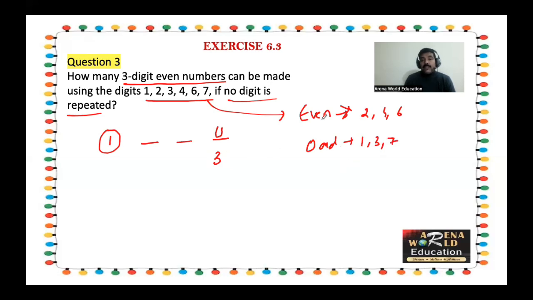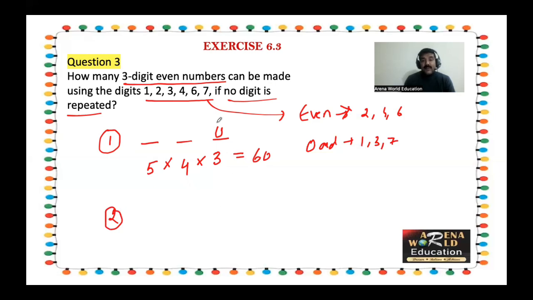So if we have used any one of 2, 4, 6 at the unit place, we are left with 2 even numbers and 3 odd numbers, right? So in total we have 5 digits, right? So at this place we will have 5 options, and here we have 4, because digits are non-repeated. So the answer will be 60, right?